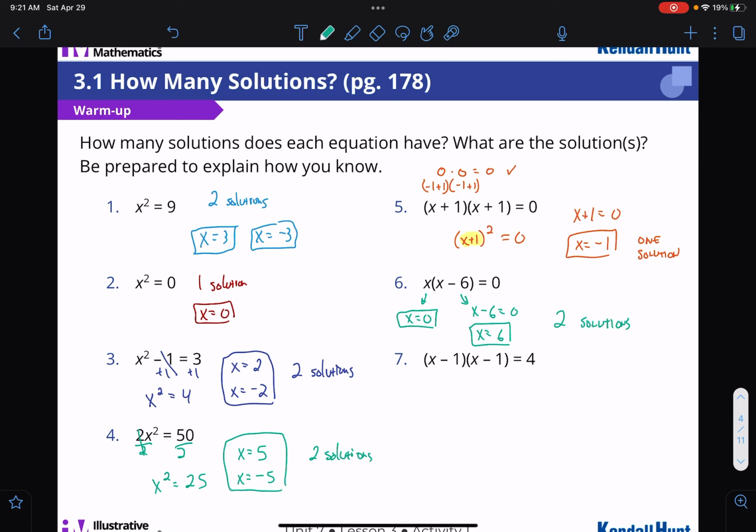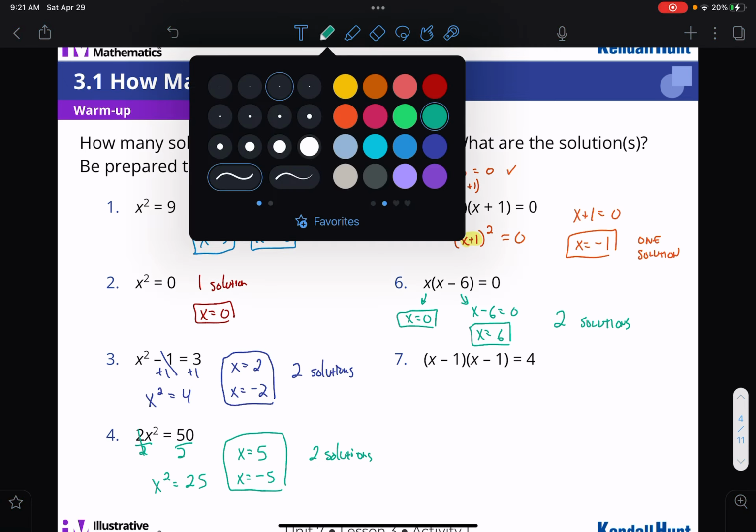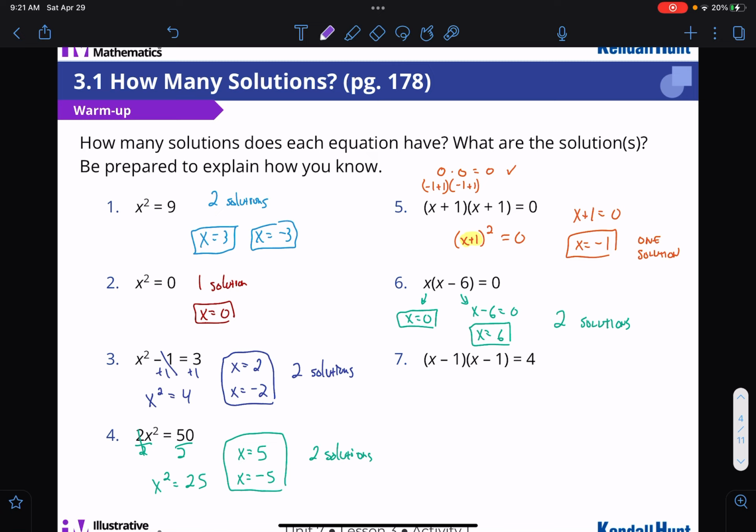x could equal 0 and x could equal 6, because if I plugged in 0, let's just do that off to the side here. 0 times 0 minus 6, well, that would be 0 times negative 6, which would equal 0. Checks out. If I plug in 6, I get 6 times 6 minus 6. Well, 6 minus 6 is 0, so 6 times 0 equals 0. That also checks out. So we have two possible solutions there, but they aren't opposites of each other. They're two completely different numbers, 0 and 6.